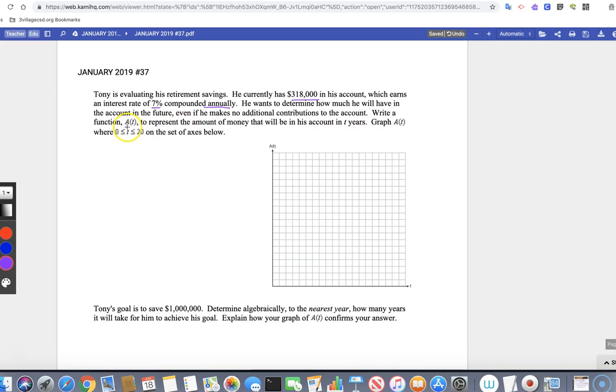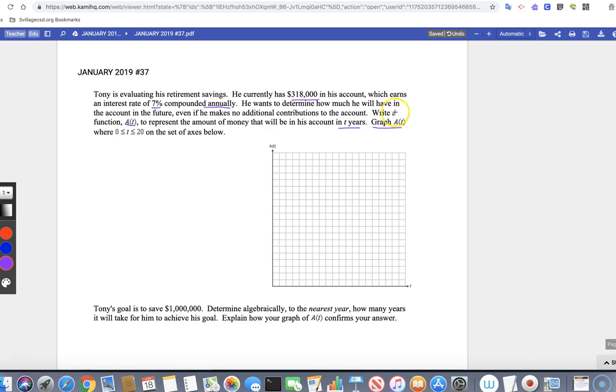Write a function A of t to represent the amount of money that will be in his account in t years. Then after that, we have to graph A of t, where 0 is less than or equal to t is less than or equal to 20, on the axes below. So this being a part 4 problem, there are several parts to it.